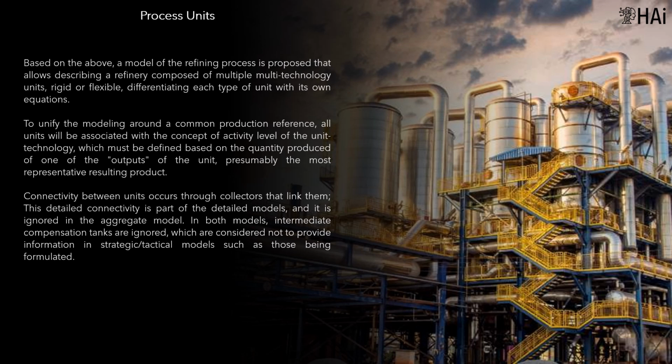Connectivity between units occurs through collectors that link them. This detailed connectivity is part of the detailed models, and it is ignored in the aggregate model. In both models, intermediate compensation tanks are ignored, since they are considered not to provide information in strategic or tactical models such as those being formulated.